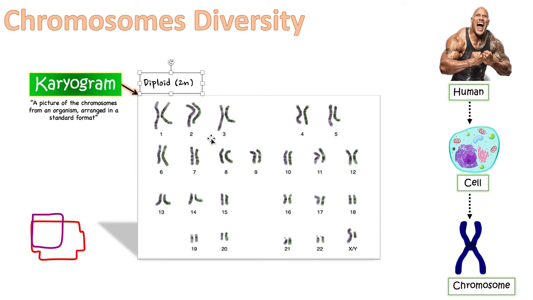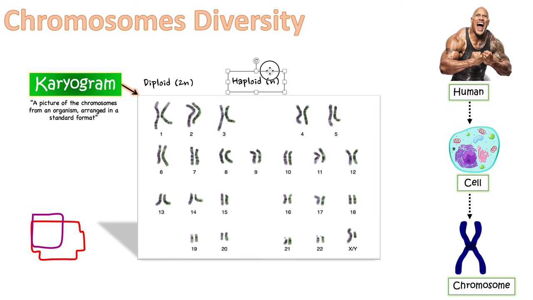We call it diploid because di means two, right? And you got two pairs. And so we call it 2N because you got two in each pair. And then if you only have one in each pair, so let's say you only have one chromosome one, one chromosome two, one chromosome three, that's called haploid. And they just call it N because you only have one in each pair.